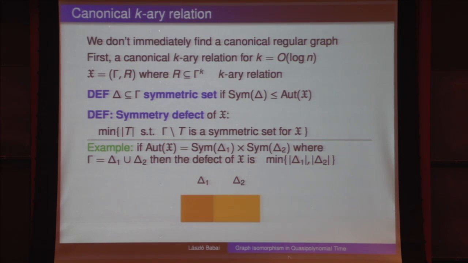Okay, so actually, we are not going to immediately find a canonical regular graph. A regular graph is a binary relation. Instead, we are going to have a canonical k-ary relation for some logarithmic value of k. That's also an indication of much reduced symmetry. But of course, not any k-ary relation will work, because if I have a k-ary relation that has the symmetric group for its automorphism group, so it's essentially a trivial relation, then of course I didn't get anywhere. So I have to somehow restrict my type of k-ary relations that I'm looking for.